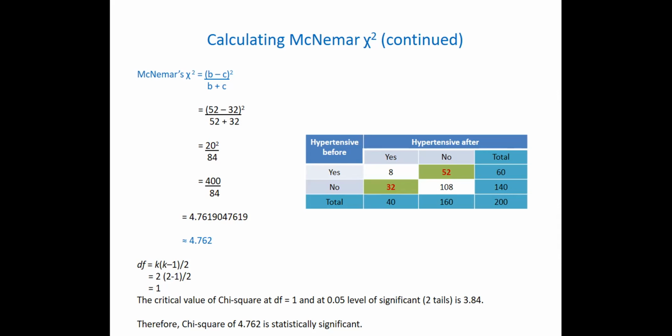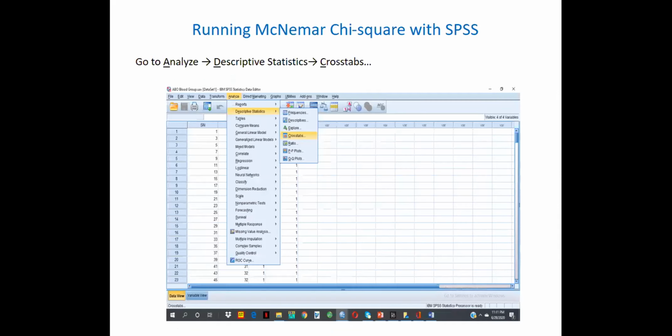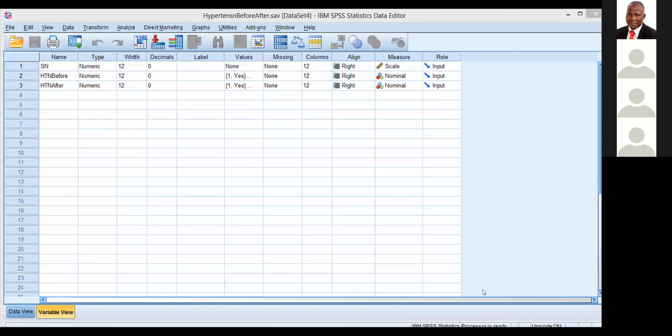So let's go and solve this thing. We have to run it. It's very simple, just ordinary cross tabulation. So who will share with us? Somebody should share. These are the steps in running it. Who will share the screen with us? The file is hypertensive before and after. There's a data file among the files I sent to you, hypertensive before and after.